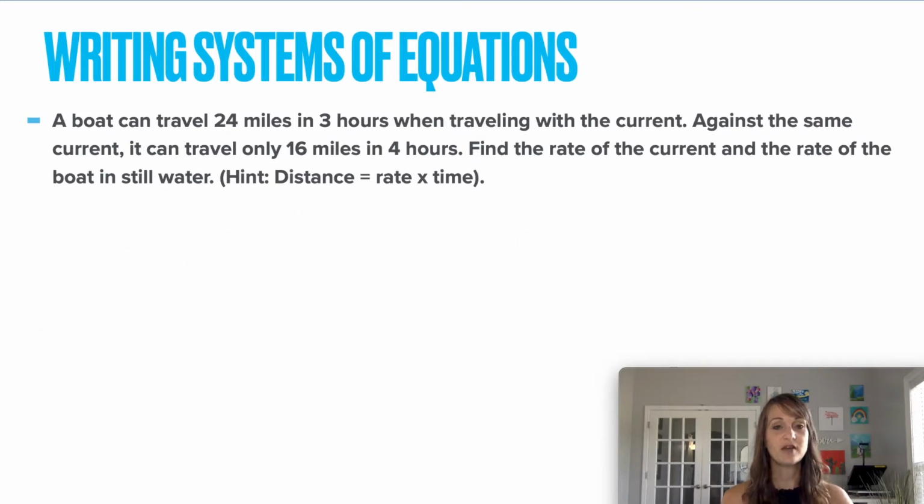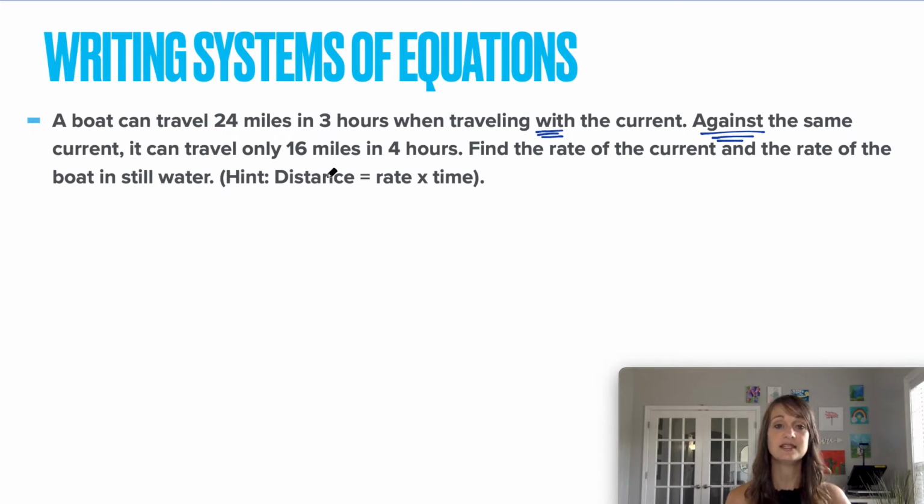Okay, a boat can travel 24 miles in 3 hours when traveling with the current. With, that's actually going to be key in this case. Against the current, it can travel only 16 miles in 4 hours. Find the rate of the current and find the rate of the boat in still water. Hint, distance equals rate times time.